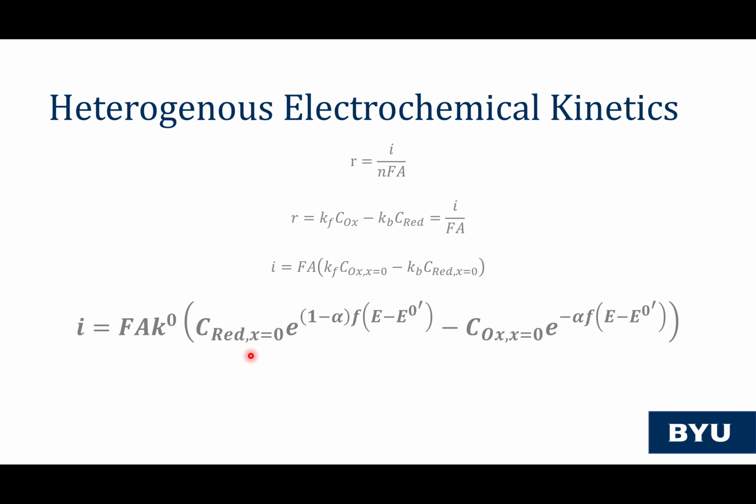into the following terms. So we have the current is equal to Faraday's constant times the area of our electrode multiplied by the equilibrium rate constant. And then we have that multiplied by the concentration of our reduced species at the electrode. That's what that x equals 0 means. And that's raised to an exponent term, and that exponent term includes the transfer coefficient, Faraday's constant, temperature, and also the difference of potentials.